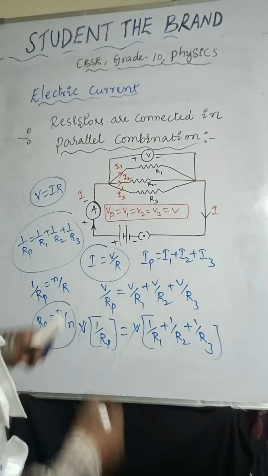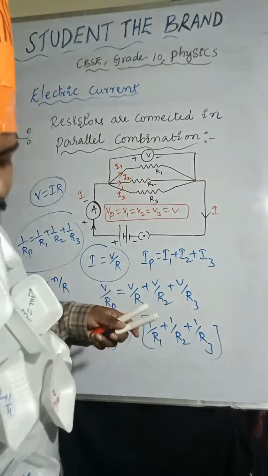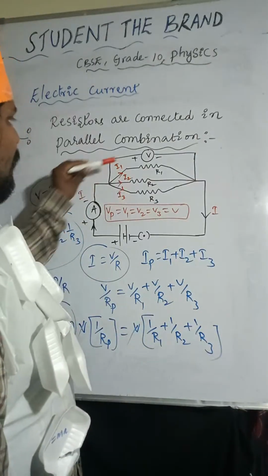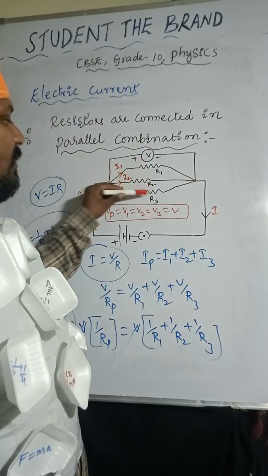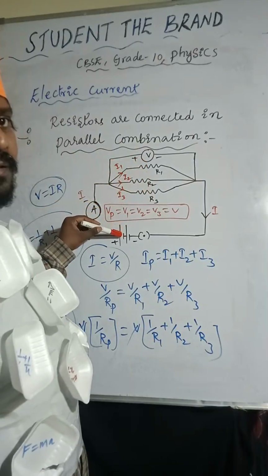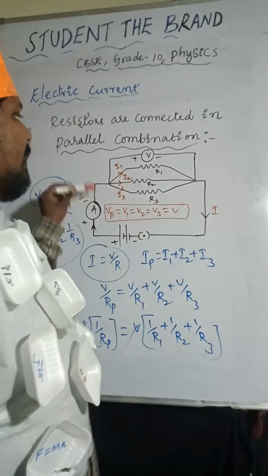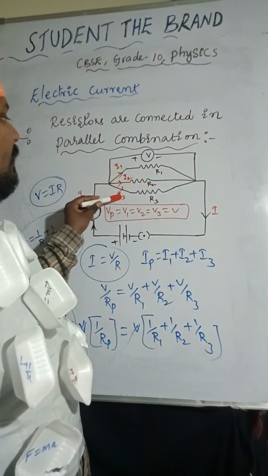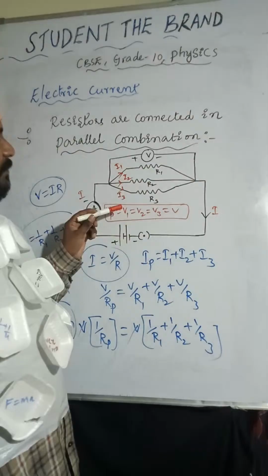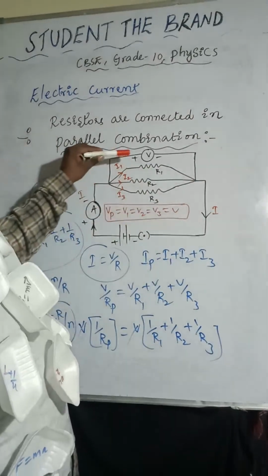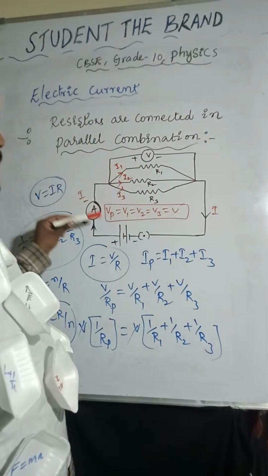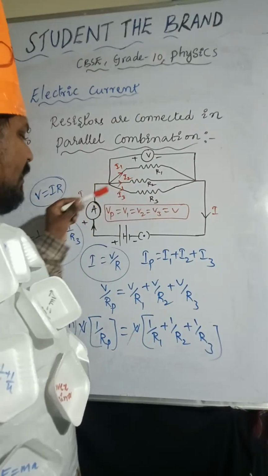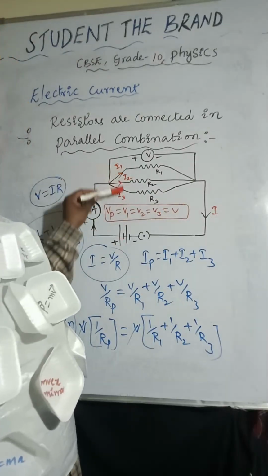Just check once again. Here you can see the voltmeter is connected across R1, R2, R3. Ammeter, battery, switch, current is passing. Here the current divides: I1 through R1, I2 through R2, I3 through R3. The potential difference is the same through R1, R2, R3. So Vp equals V1 equals V2 equals V3 equals V. But the current is different across each resistor.